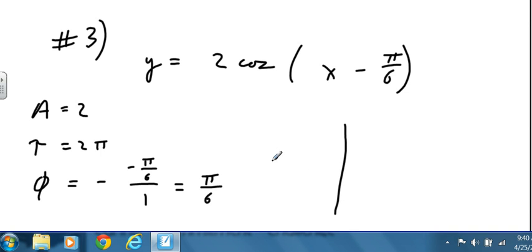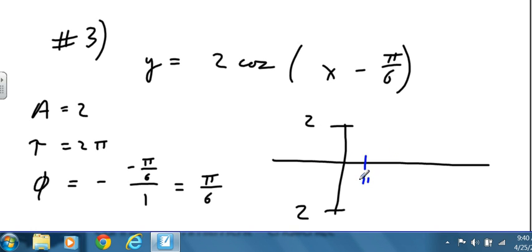And now I'm going to sketch it. And so I'm going to go up to 2, I'm going to go down to 2, but I'm going to start at pi over 6. It's a cosine function, so it'd be high there. I'm going to come down, I'm going to go up, I'm going to come back, and when I get back, I'm going to be at 2 pi more than pi over 6. So that would be 13 pi over 6.